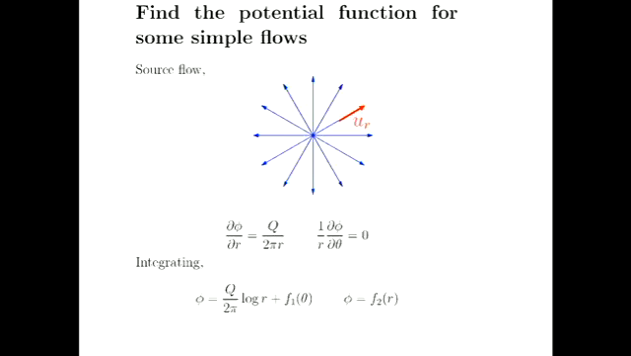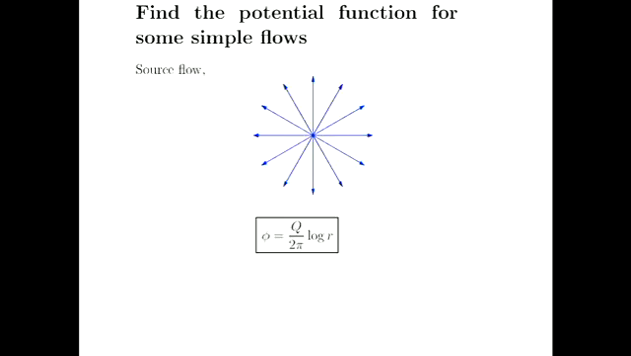It's quite straightforward to follow your way through these steps. It's not straightforward trying to work out why I'm doing it, I guess. And then obviously the only way these expressions are compatible is if that function of r is Q on 2 pi log r, and if that function of theta is a constant. So we just end up that the potential function for a source is equal to Q on 2 pi log r. And again, we can compare that to the expression that we got for the stream function, which just told us that psi was equal to Q on 2 pi theta.